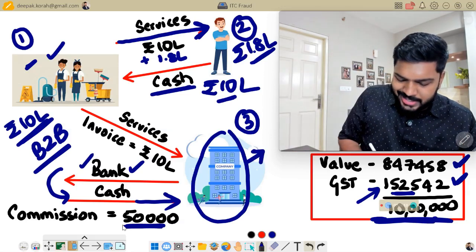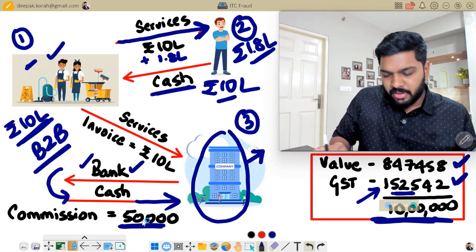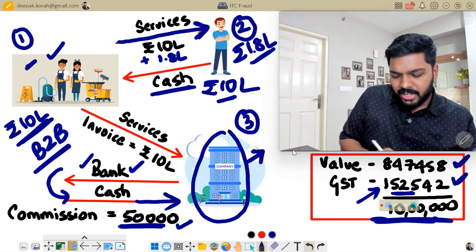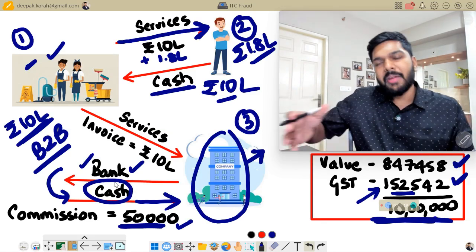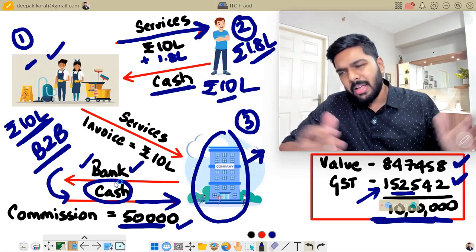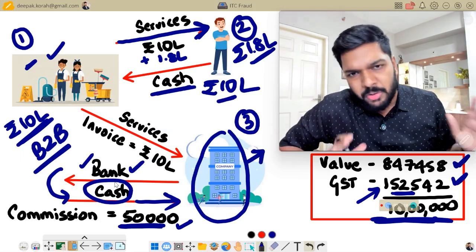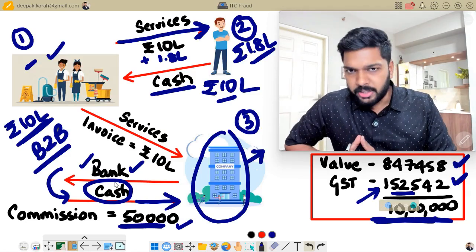But okay, he's taking a commission from me of 50,000 rupees. He'll deduct that and pay the rest of the money, 10 lakhs minus 50,000 rupees, to me. So my ultimate outflow is only 50,000 rupees, but I get the benefit of input tax credit.